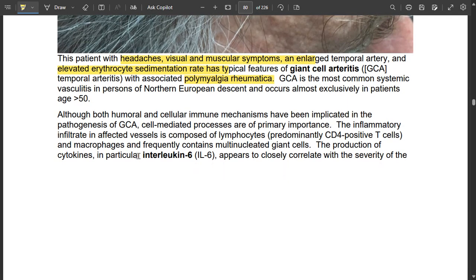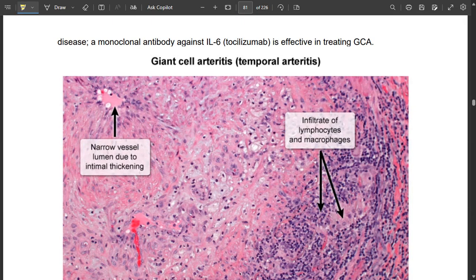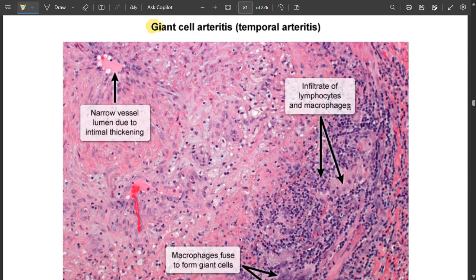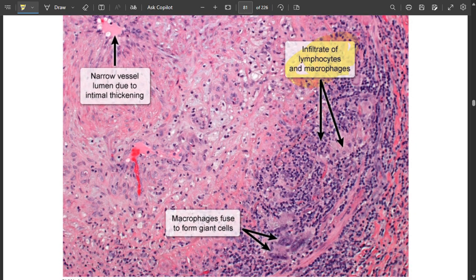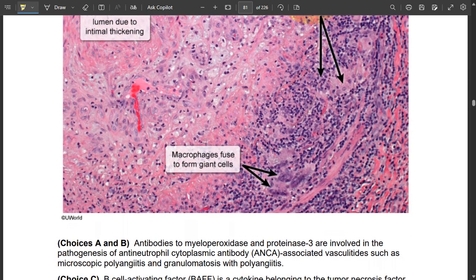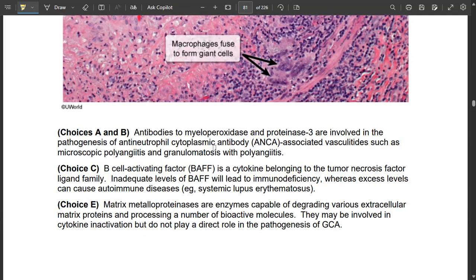The production of cytokines, particularly interleukin 6, appears to closely correlate with the severity of the disease. A monoclonal antibody against interleukin 6 is used. So giant, G, looks like 6. So interleukin 6. The drug tocilizumab is effective in treating GCA. So there is an infiltrate of lymphocytes and macrophages that narrows the blood vessel lumen due to intimal thickening, and macrophages fuse to form giant cells.